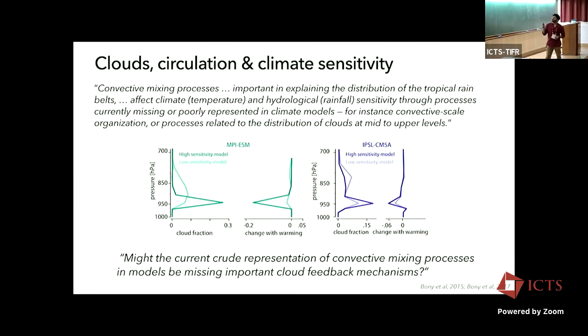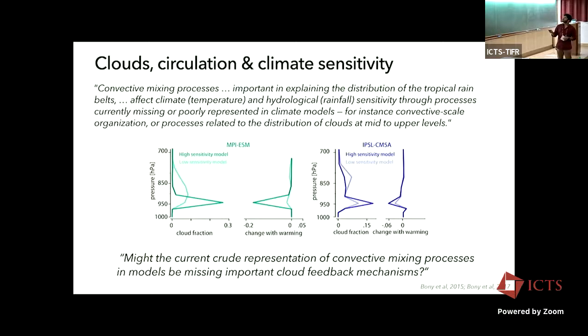So, like I was saying, going from the large scale, if you want to include the mixing processes, which are particularly within the grid, this paper by Boni et al. 2015, which talks about cloud circulation and climate sensitivity, puts it very well when they say that the convective mixing processes, although we know that they are important in explaining how the rainfall is distributed, and we know that they can affect the sensitivity estimates of both climate variables, so temperature projection, or explaining how rainfall would change.